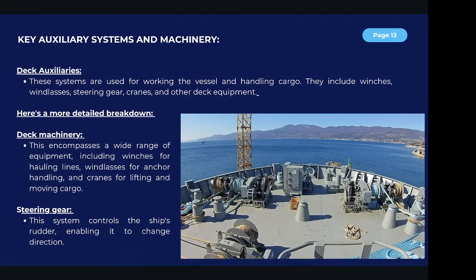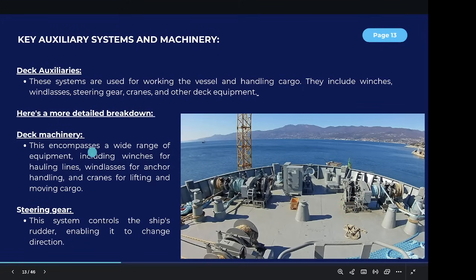So first we have here what we call the deck auxiliary. These systems are used for working the vessel and handling cargo. They include winches, windlasses, steering gear, cranes, and other deck equipment. So it's all about the equipment that you can see here on the deck.